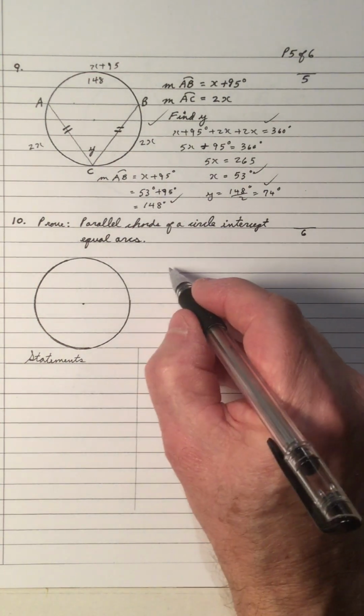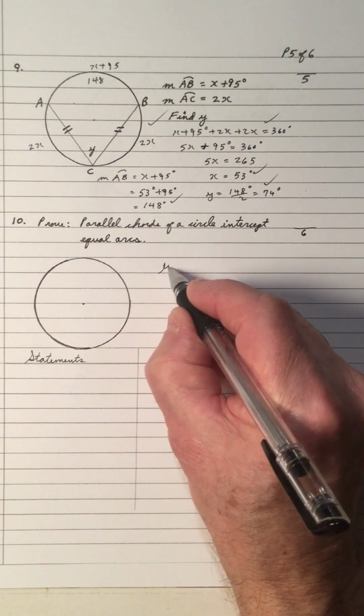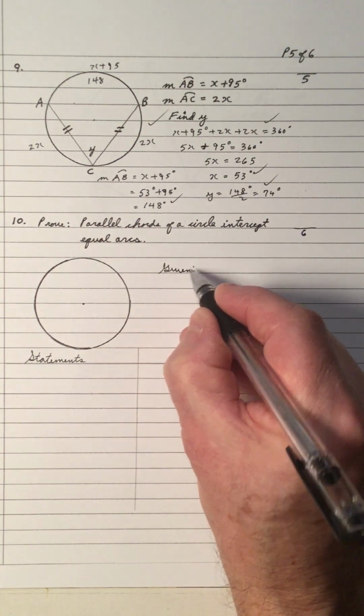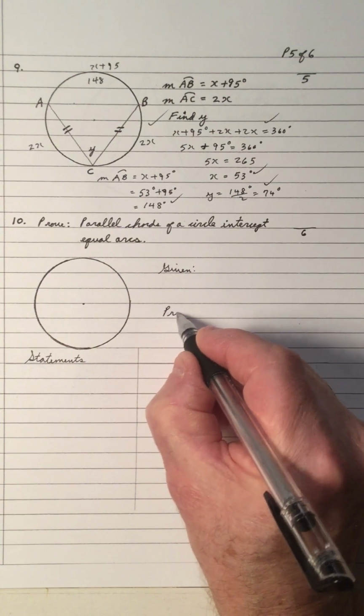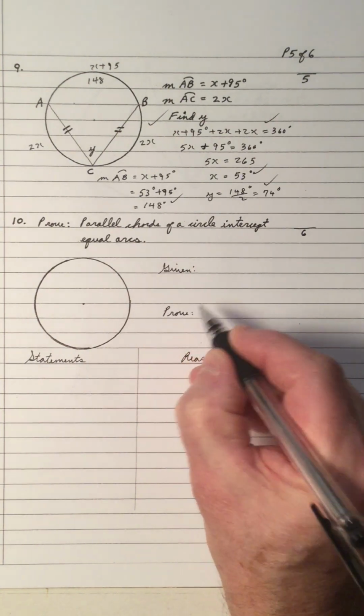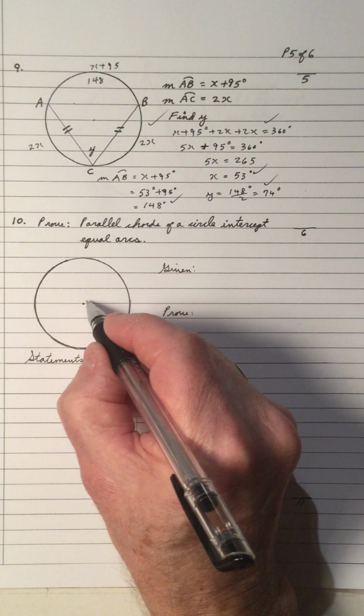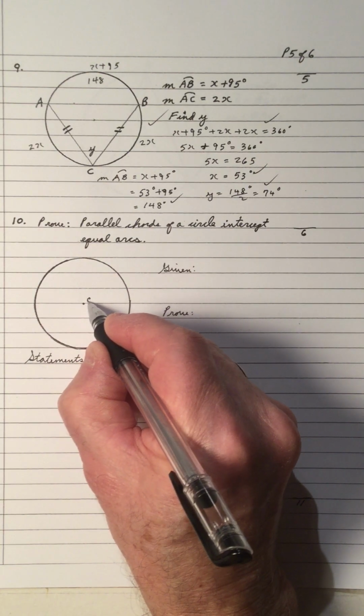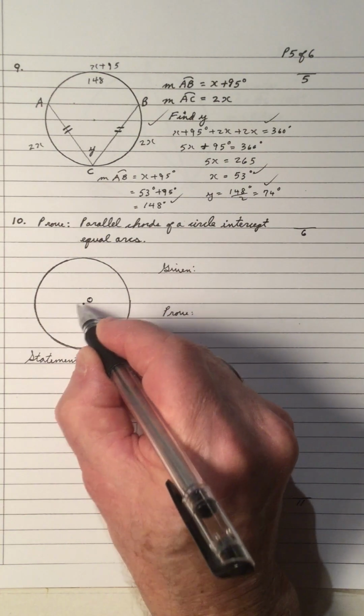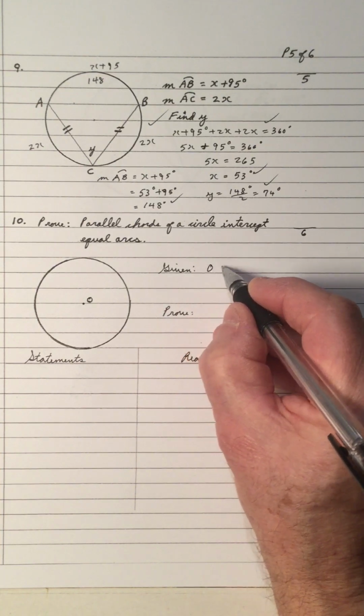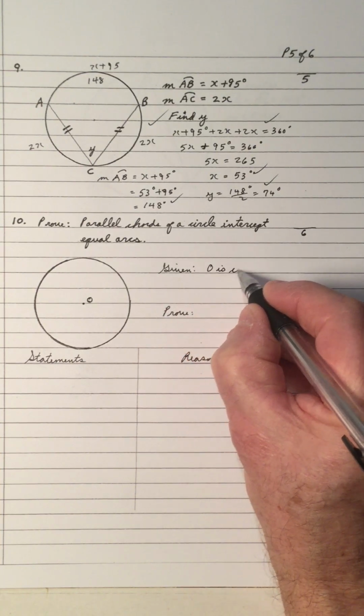So now we have to do a proof. Let's do an official proof. We've got the givens and what we have to prove. So what are we given? We're given a circle, and this circle has a center O. So we're given O is the center of this circle.